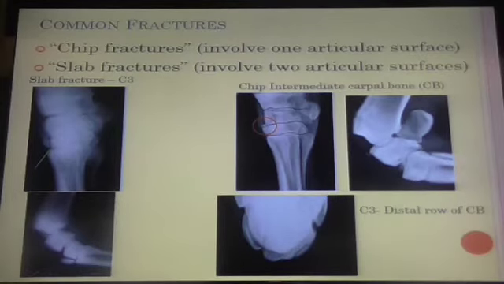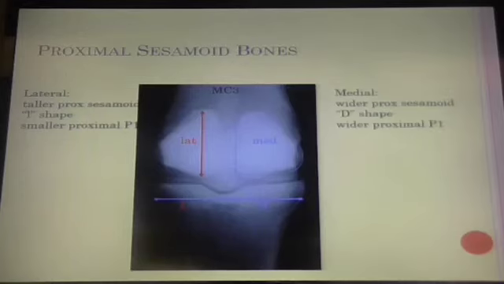Okay, common fractures. Chip fractures involve one articular surface. This is a quick review. Slab, two articular surfaces. Chips, they can remove. Slabs, if they're large like these, they'll have to put a screw in. So chips and slabs. Chip fractures involve only one articular surface. Slabs involve two articular surfaces. It's pretty easy to know.